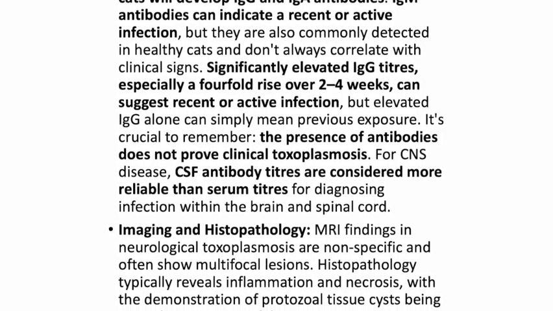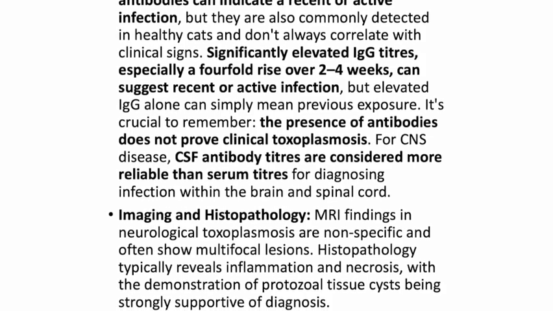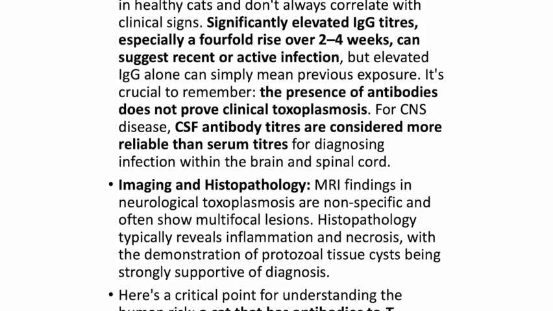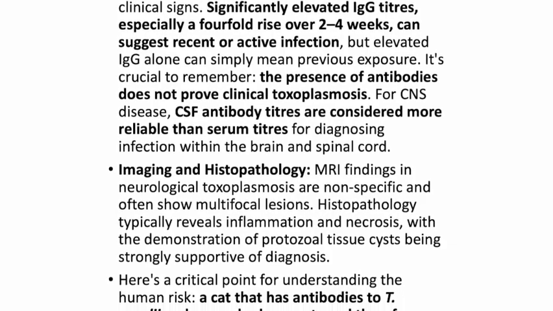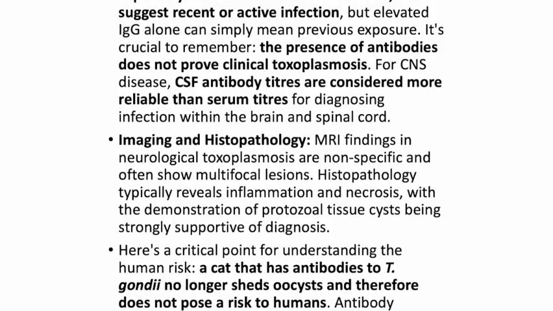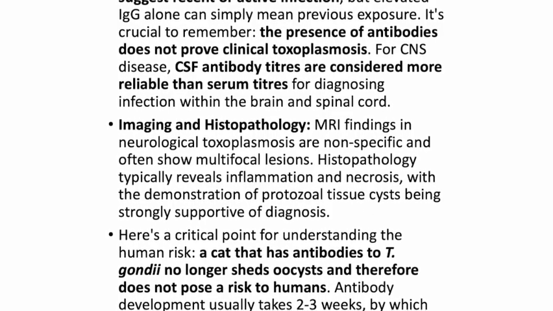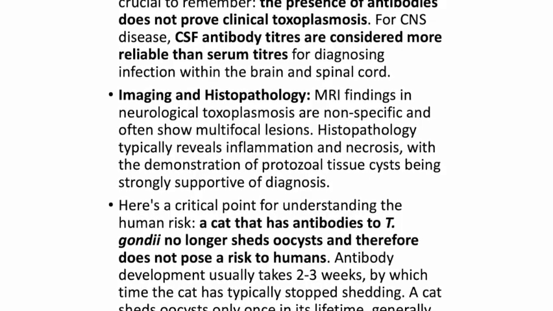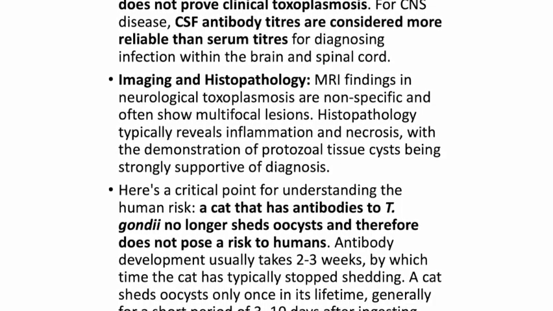Significantly elevated IgG titers, especially a fourfold rise over 2 to 4 weeks, can suggest recent or active infection, but elevated IgG alone can simply mean previous exposure. It's crucial to remember, the presence of antibodies does not prove clinical toxoplasmosis. For CNS disease, CSF antibody titers are considered more reliable than serum titers for diagnosing infection within the brain and spinal cord.